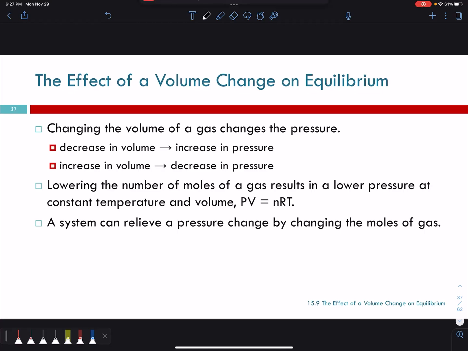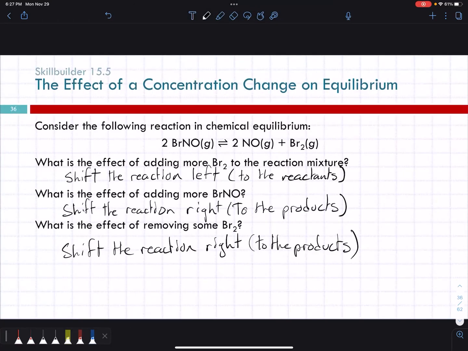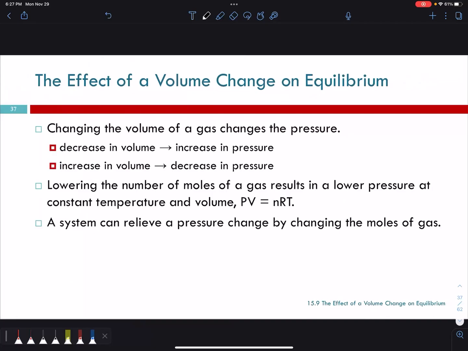Okay. So, if we change the concentration, that's going to cause our equilibrium to shift. It's fine, so wait for you to take the picture. Or you can also change the volume, and that will change your equilibrium.